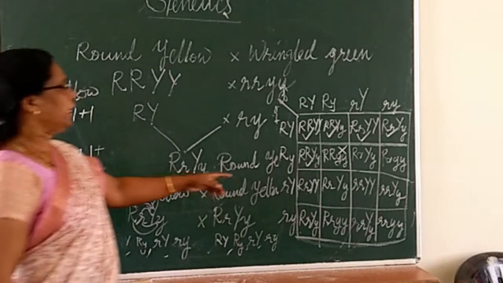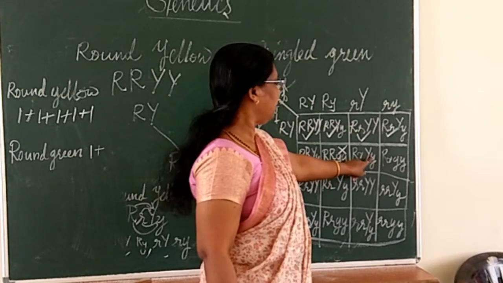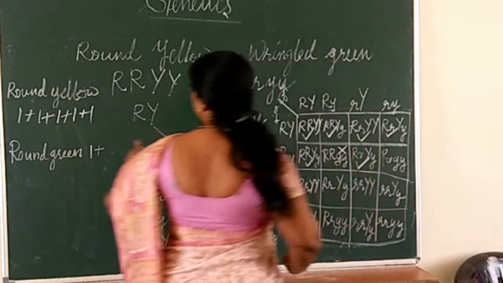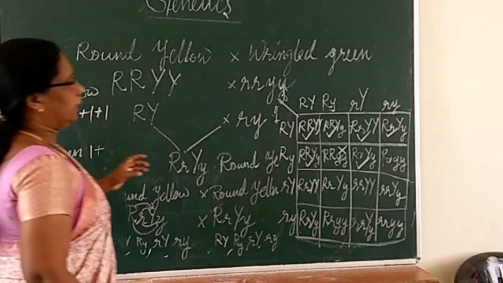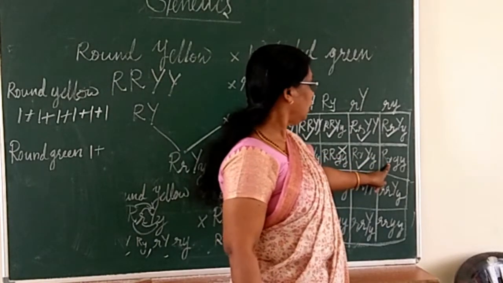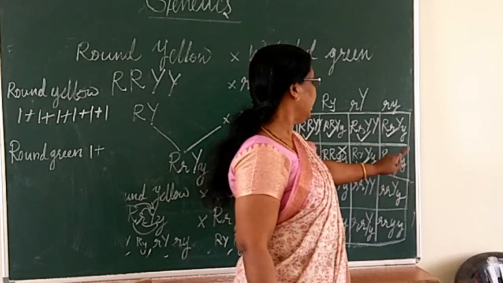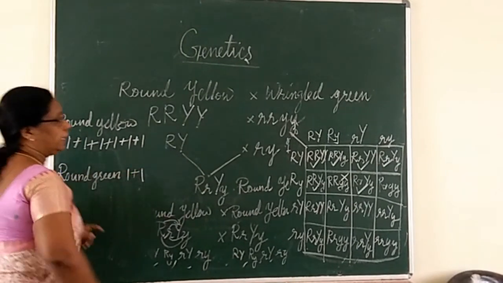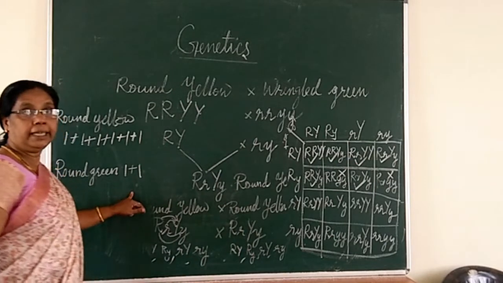Okay. So here, next one. Here, capital R, capital Y, small y. So automatically this is a tick mark. So that is round yellow. Then here, capital R, of course it is round one, whereas here it is small r. So this is green one. So round green. Again here in this one we are getting round green, so I am putting an into mark here.